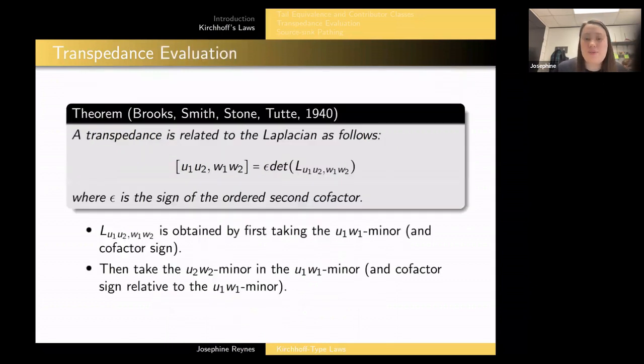Now, Brooks, Smith, Stone, and Tutte said that the transpedance is related to the Laplacian as follows. You can actually just calculate it by taking the determinant of the U1, U2, W1, W2 minor with the second-order cofactor sign. What that means is you take the U1, W1 minor and its cofactor sign, and then within that minor, you take the U2, W2 minor and its cofactor sign relative to the previous minor. And that will give you this transpedance value. And that's why we care so much about these polynomials and Laplacians, because we're going to use them to calculate our transpedances from Kirchhoff's laws.